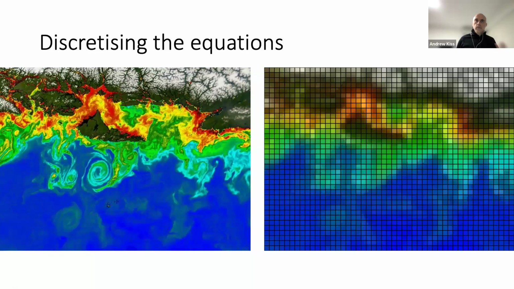All right, so we've got the equations of motion and we want to try and represent them on a computer. So what we do is discretize the equations. We break up the world into little boxes. So this is the real world on the left. This is a discretized version on the right, and it's just like pixelating an image, except that we do it in 3 dimensions. So there's a stack of boxes in the vertical as well. So it's a 3-dimensional pixelization of the ocean.